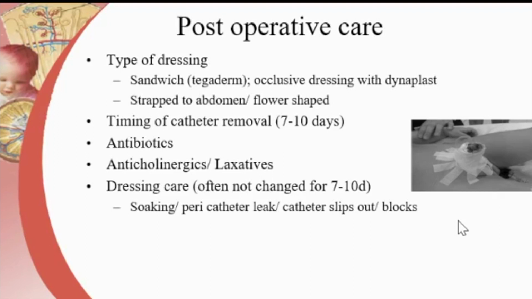Post-operative care, the type of dressing: it can be a sandwich dressing, like two Tegaderms applied, or an occlusive dressing with a Dynaplast, or something which is strapped to the abdomen like a flower-shaped dressing. It can be with a simple white plaster, or it can be with the Dynaplast. For a distal hypospadias, usually a Tegaderm dressing is enough. For proximal hypospadias, you probably need a proper dressing. The timing of the catheter removal is usually 7 to 10 days.